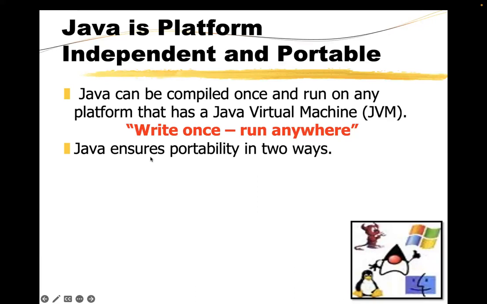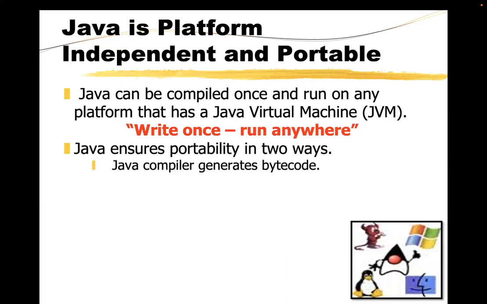We have byte, short, int, long, and thereafter we have float, double. Then we have char, boolean. Likewise, we have 8 different types. Right. Now, Java ensures the portability of the code in 2 ways.